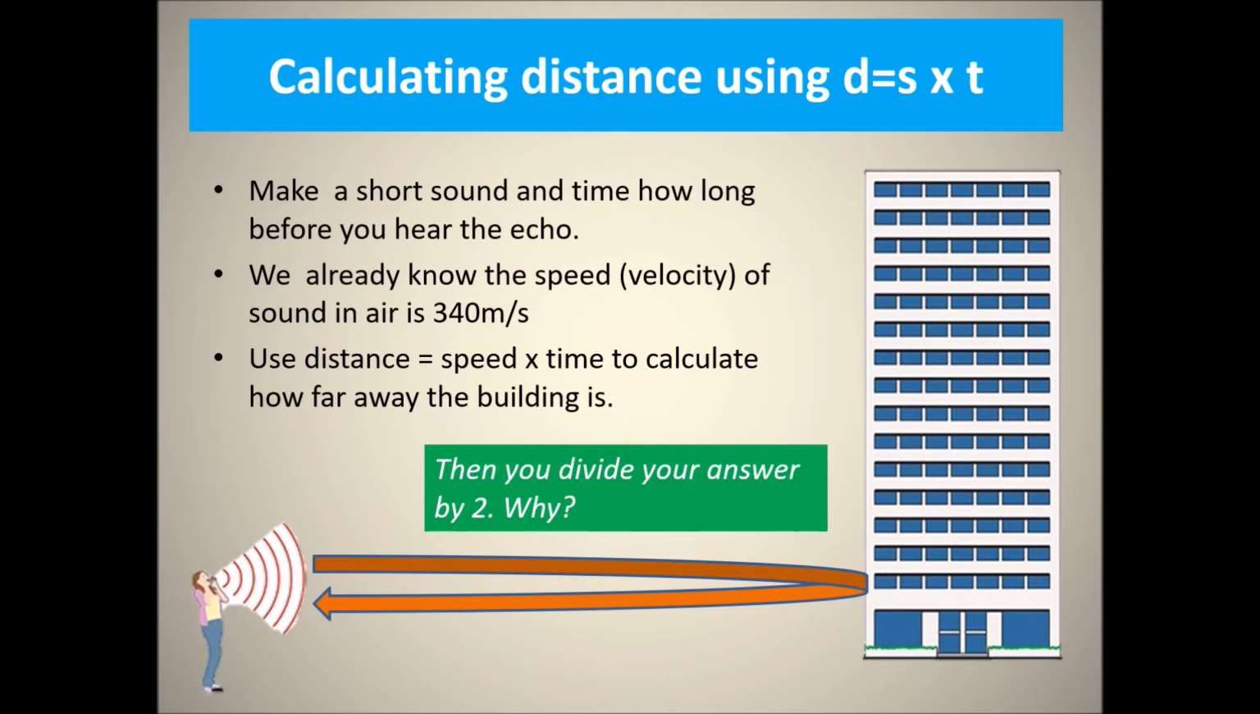It's very important that you remember to divide your answer by 2. I'm going to give you a minute to think about it, and then I'll explain why. Why do you have to divide the answer by 2? Well, the time we've measured is from the sound to the building and back again. So we've measured this whole distance, and we only want to measure the distance from the sound to the building. So we have to divide by 2.